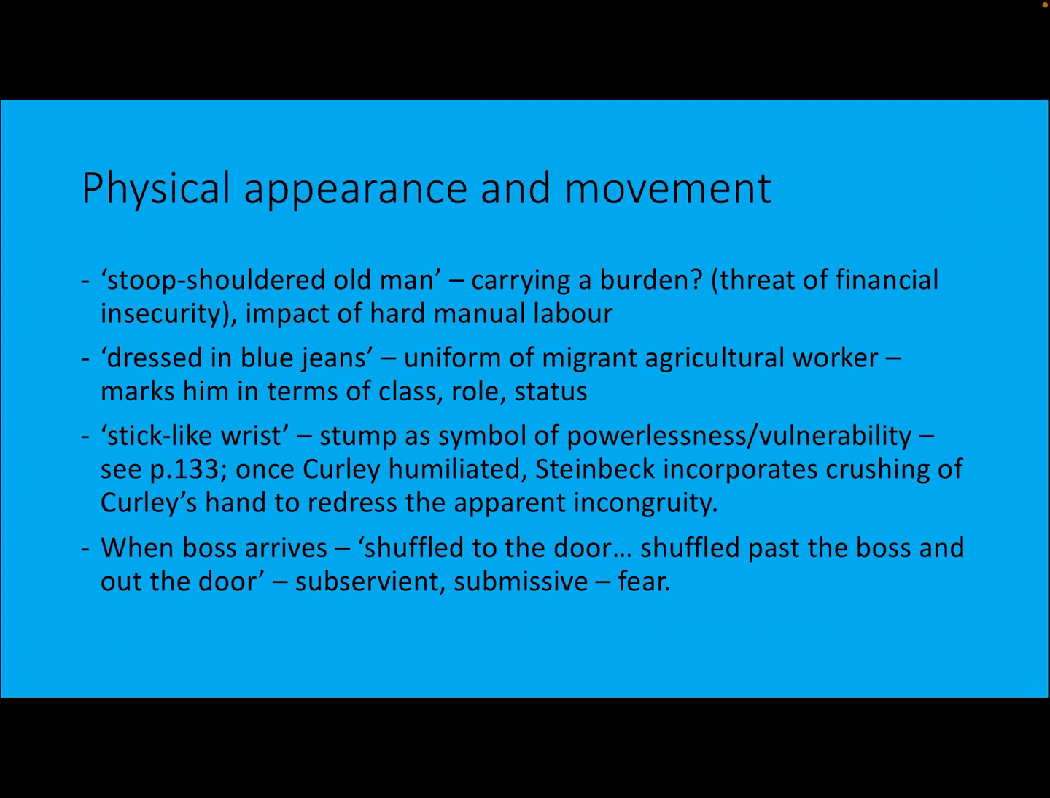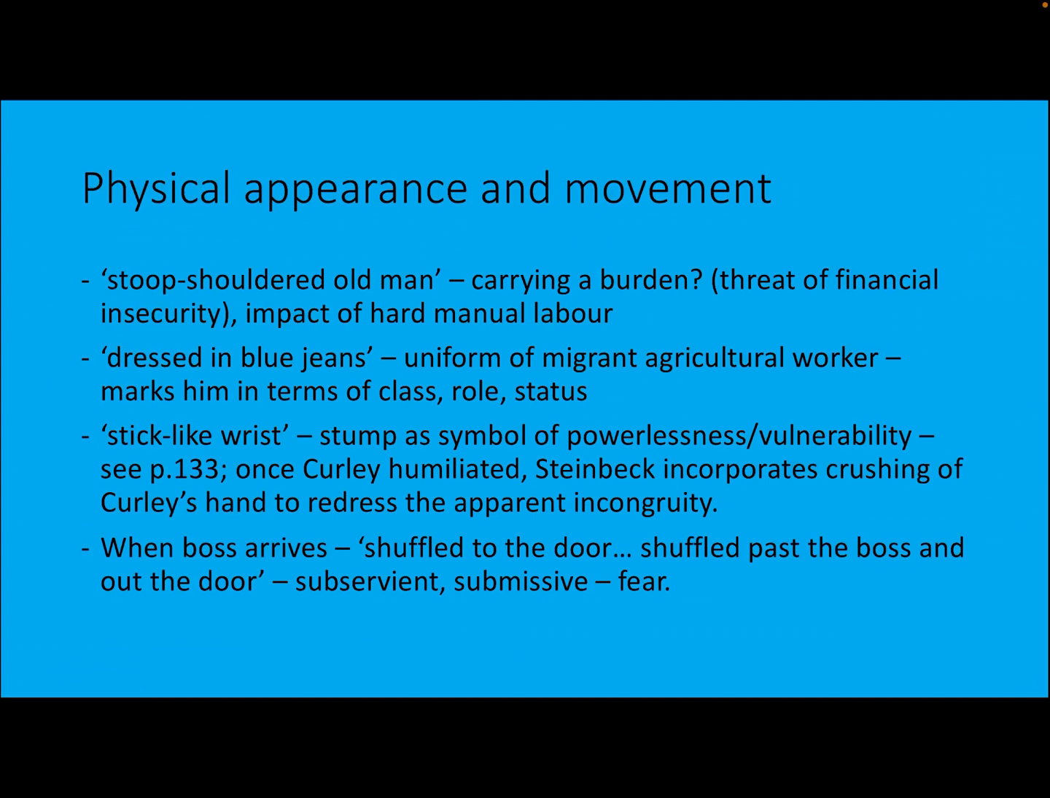The next thing we could look at is his stick-like wrist. His stump, I think, is a symbol of his powerlessness, his vulnerability. Hands are very often used by Steinbeck within the novel symbolically, and often they represent power in some way. And here, I think the fact that he hasn't got a hand represents his weakness.